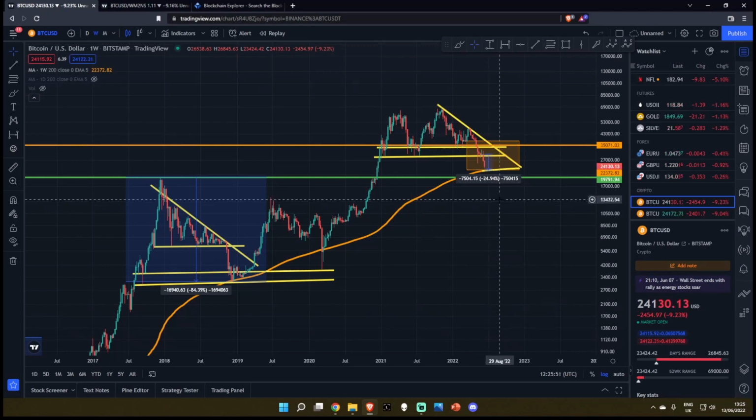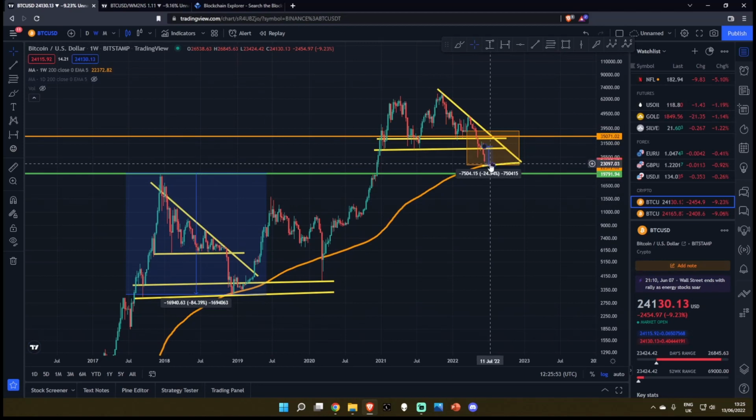We've spent a lot of time on this chart. Let's hop over to the next price target. So like I said, on this chart, 200-week moving average would be predicting a bottom around about 22,000. Previous all-time high at 19,800.